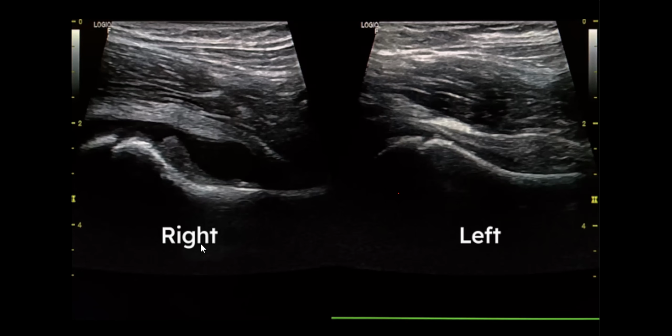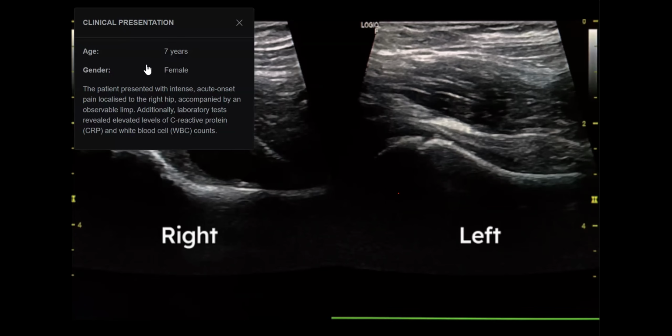I will check the clinical history of the patient and also the clinical notes, and ask whether the patient is acutely unwell and febrile. So it can represent septic arthritis, and we'll also check the age of the patient. Next, I will proceed with joint fluid aspiration and send for culture and sensitivity.